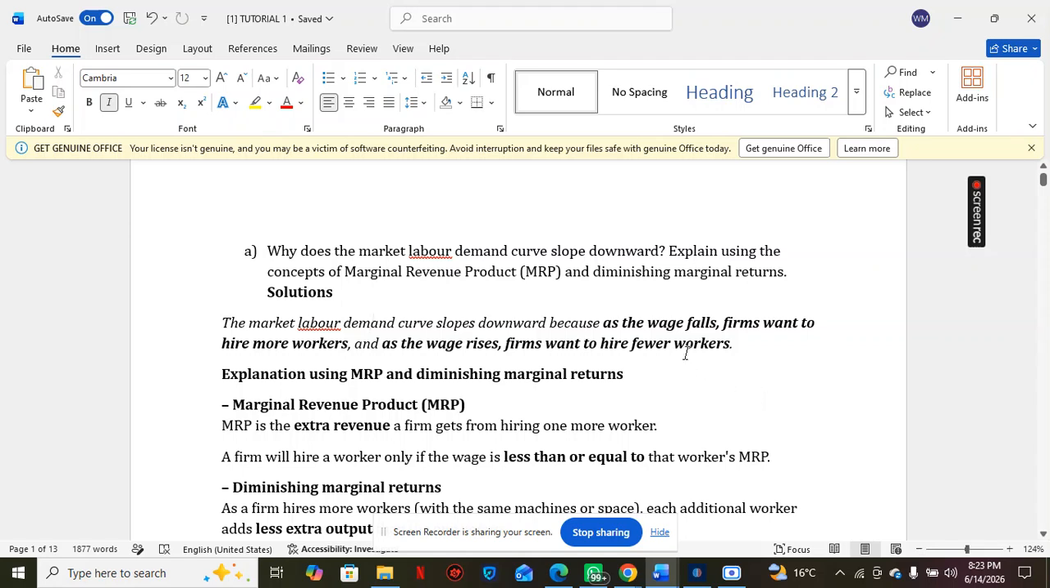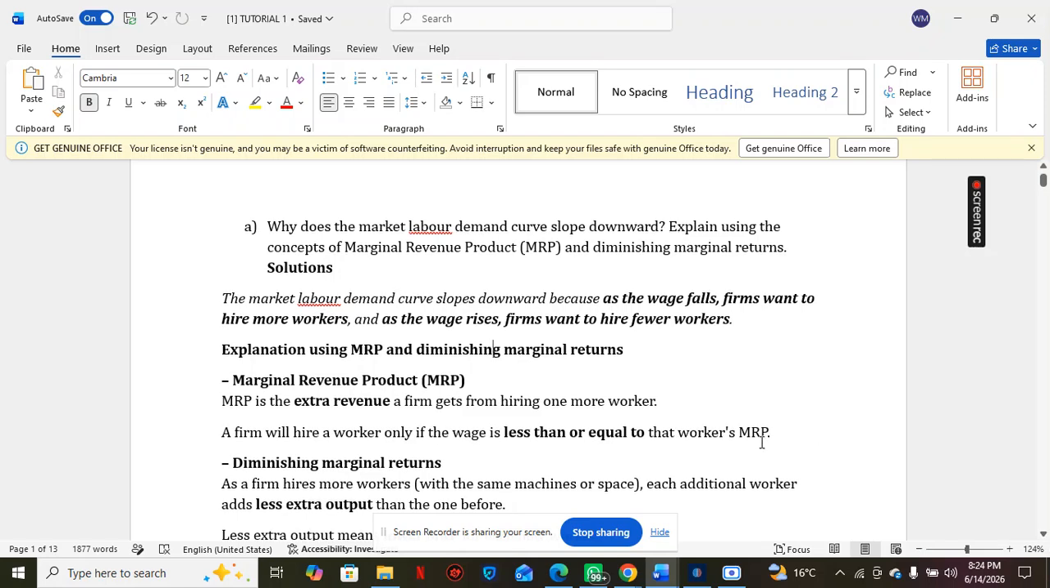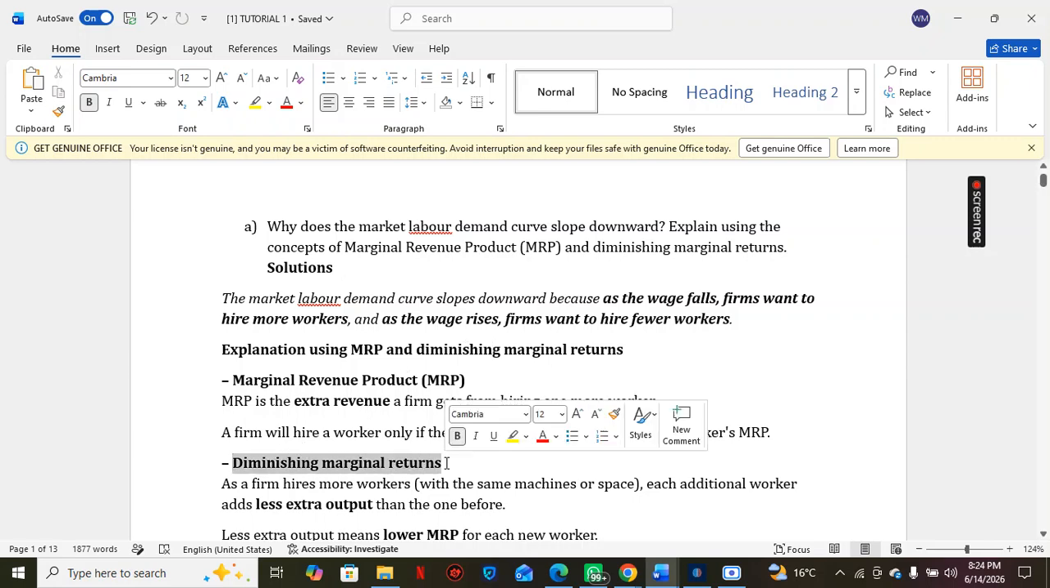Okay. So now we're going to explain why this demand curve is downward sloping using the principles of marginal revenue product and the diminishing marginal returns. So the marginal revenue product, this is the additional revenue each worker brings to your firm. Okay. The additional revenue each worker brings to your firm. That's the marginal revenue product. Then diminishing marginal returns.